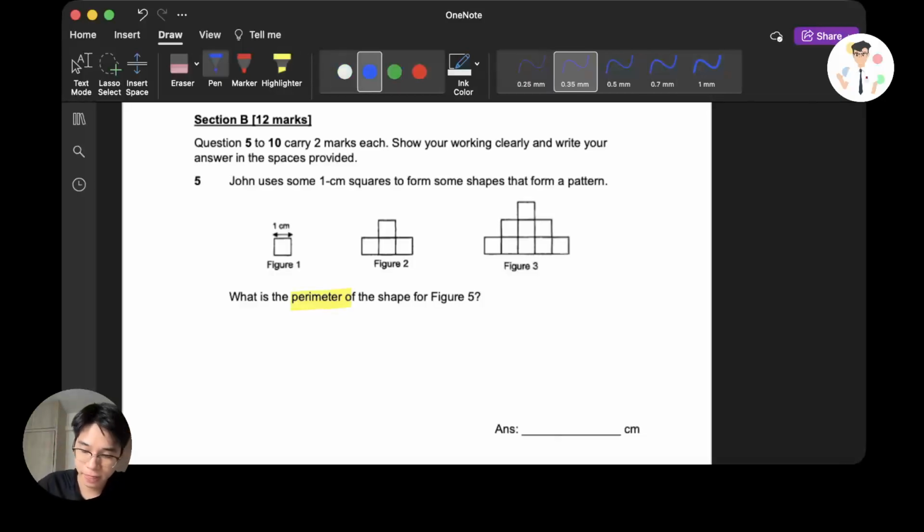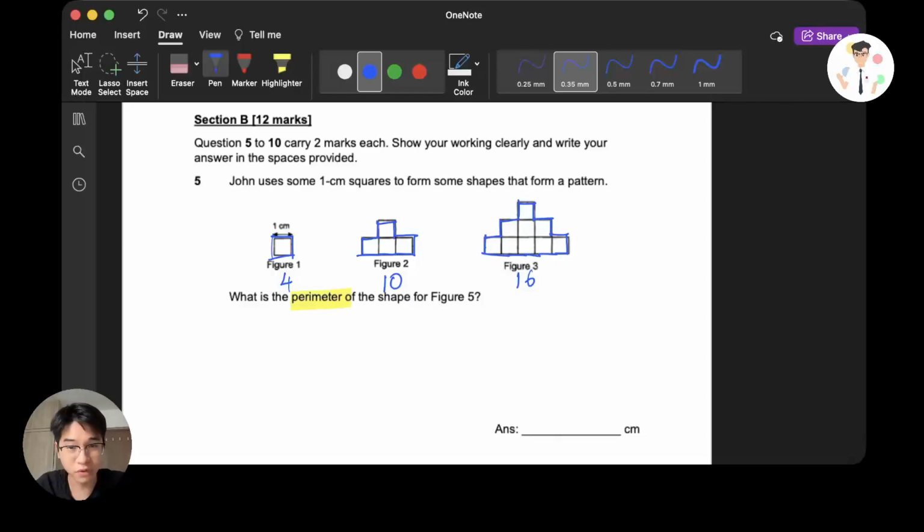Okay? Now, let's look at this question. If I were to find the perimeter for figure 1, as you know, perimeter means the outer length, right? So 1, 2, 3, 4. So figure 1 is supposed to be 4. How about figure 2? 1, 2, 3, 4, 5, 6, 7, 8, 9, 10. This is supposed to be 10. How about figure 3? 1, 2, 3, 4, 5, 6, 7, 8, 9, 10, 11, 12, 13, 14, 15, 16. So here is 16.